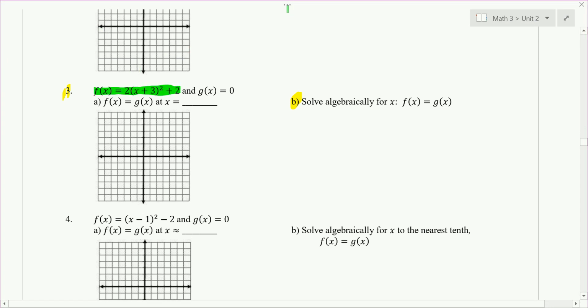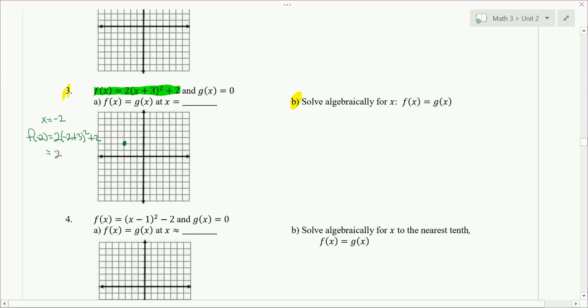It is going to be in the shape of a parabola, and it's been translated left 3 units, up 2 units from 0, 0. And if we plug in, let's say, x equals -2, we get f of -2 is 2 times -2 plus 3 squared plus 2.